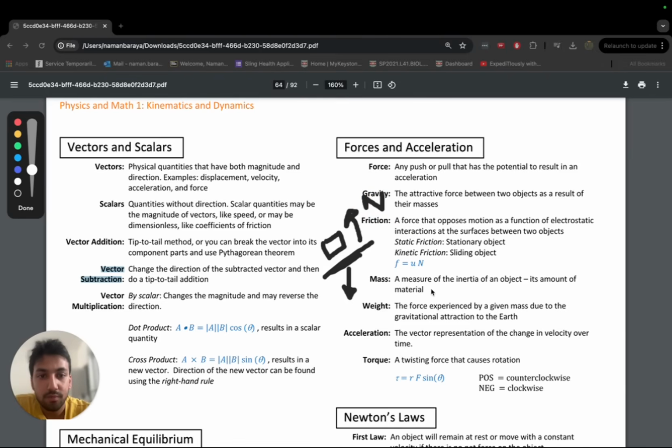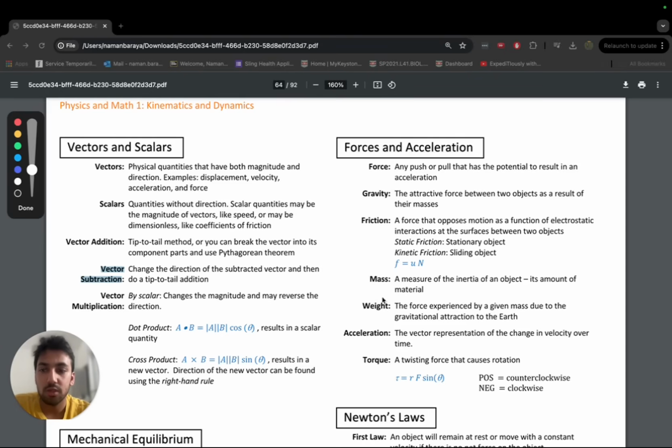All right. A measure of inertia of an object is its mass. I remember in 3rd grade, we would learn about mass versus weight, and I had no idea what either of those meant. Mass is essentially how much stuff is in a material. Its inertia is kind of like how hard it is to move. And so mass doesn't change based on the gravitational force. It's just how much stuff is in it.